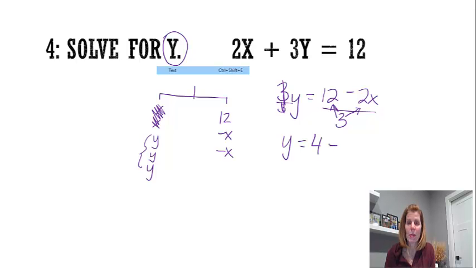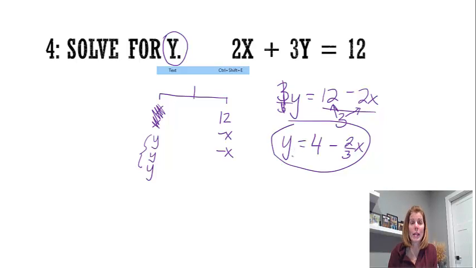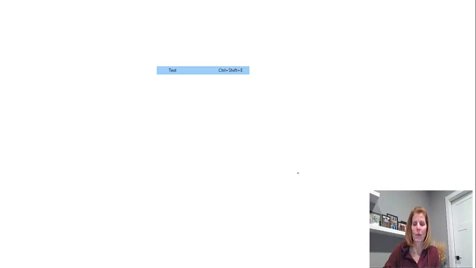And then I'm going to bring that down, that minus sign. 2 divided by 3 doesn't work out nicely, so I'm just going to leave it as 2 over 3x. So that is what it would look like in y equals form. And if that didn't quite make sense, I'm going to do another one for you, with you.